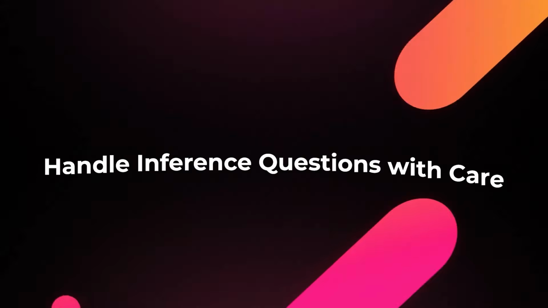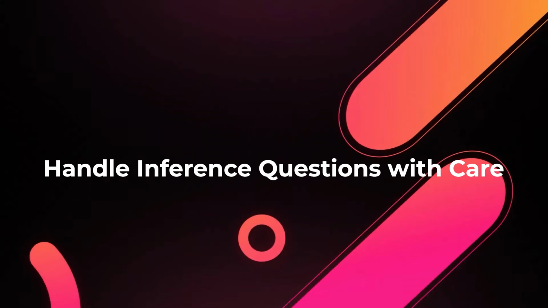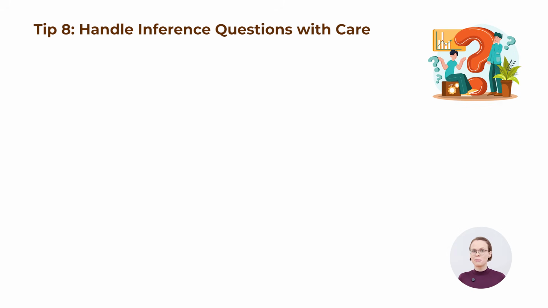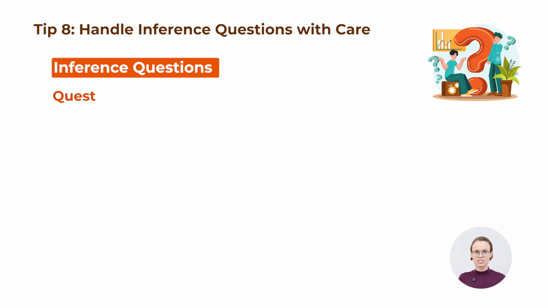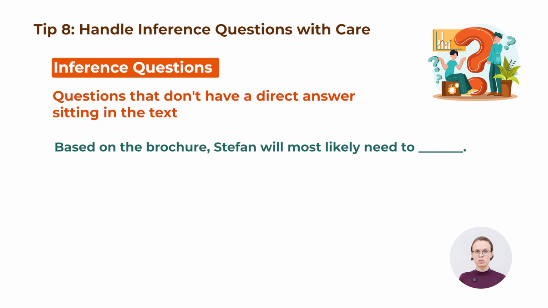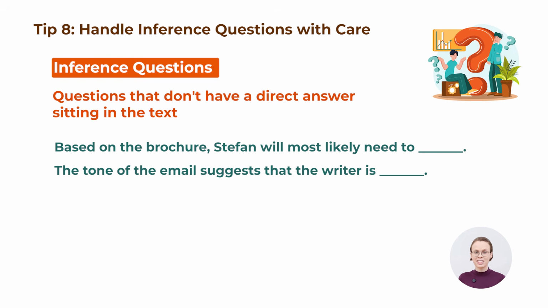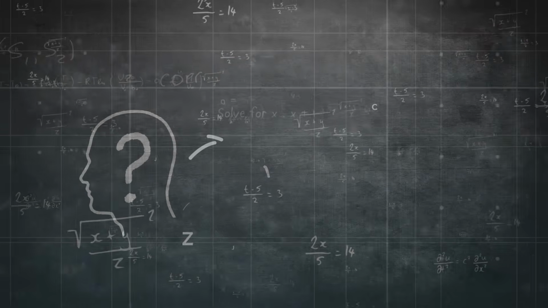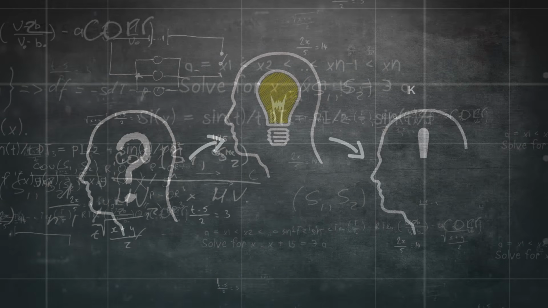Now, let's talk about tip number 8, which is about inference questions. Many CELPIP candidates find these questions challenging. Inference questions are questions that don't have a direct answer sitting in the text. You have to use the information provided to draw a logical conclusion. Here is an example. Based on the brochure, Stefan will most likely need to... The tone of the email suggests that the writer is... For this type of question, the correct answer is never a wild guess. It's always a logical step based on what the texts actually say.